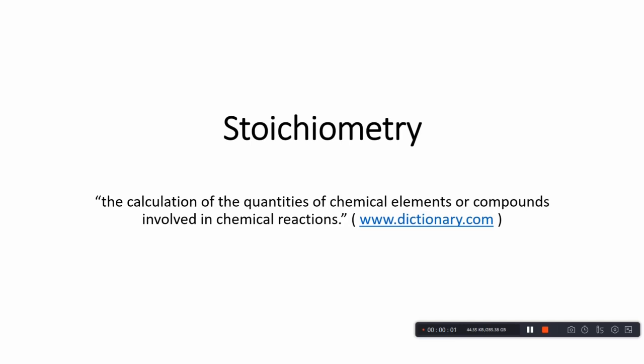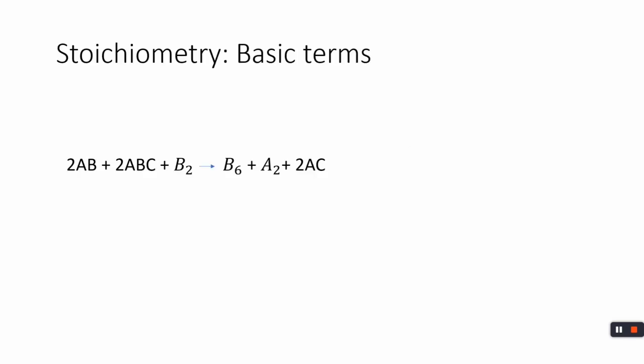Hey guys, so for today's topic, we're going to discuss stoichiometry, which is defined as a calculation of the quantities of chemical elements or compounds involved in chemical reactions. So there are many different types of chemical reactions in chemistry. To name a few, there are combustion, addition, substitution reactions, synthesis, and decomposition reactions.